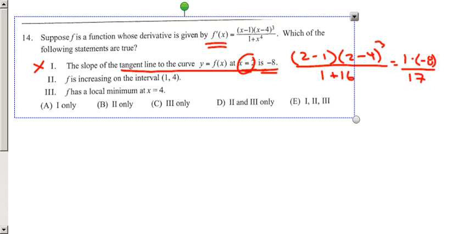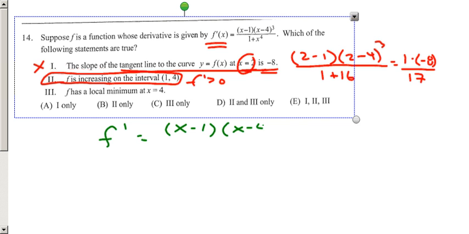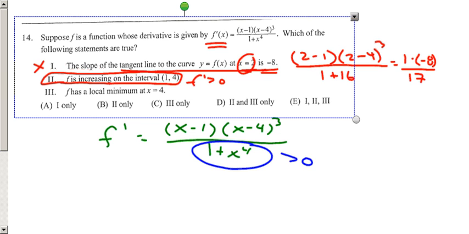And it says f is increasing on the interval from 1 to 4. Well, if it's increasing, that means that f prime is greater than 0. And so what we can realize is that if we look at f prime, the denominator doesn't do anything as far as sign goes. The denominator is always going to be greater than 0. So to see when this is greater than 0, we just need to look at when the numerator is greater than 0.